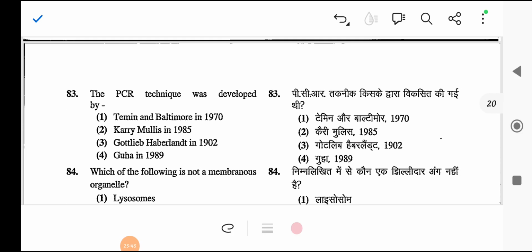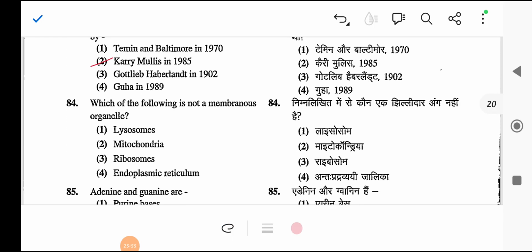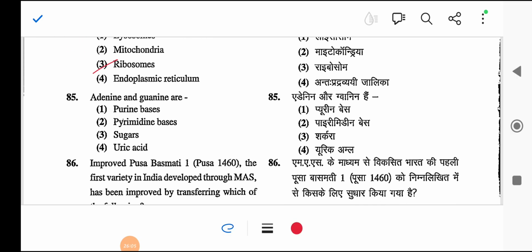Next question is, the PCR technique was developed by, we all know, another favorite question of the examiner, by Kary Mullis in 1985. Next is, which one of the following is not a membranous organelle? Non-membranous organelle are ribosome, again another favorite question. Adenine and guanine, another favorite question. There are so many favorite questions of examiners which you should know. So adenine and guanine are what?